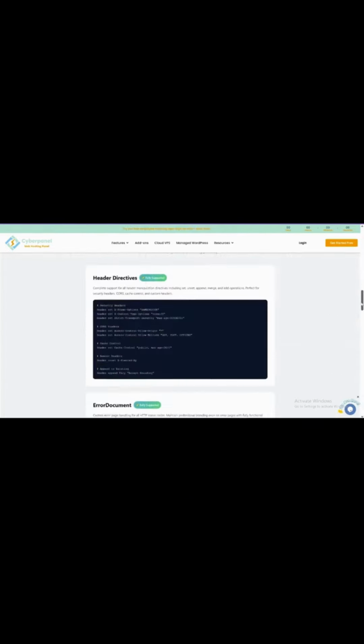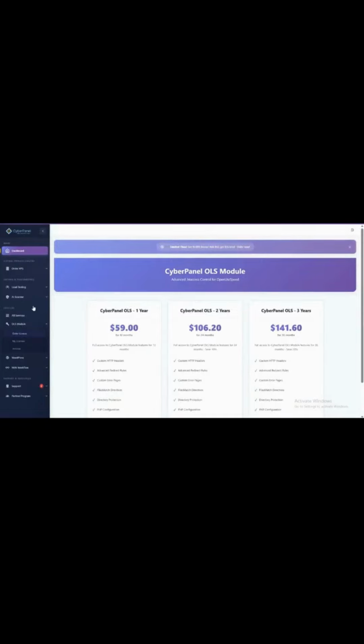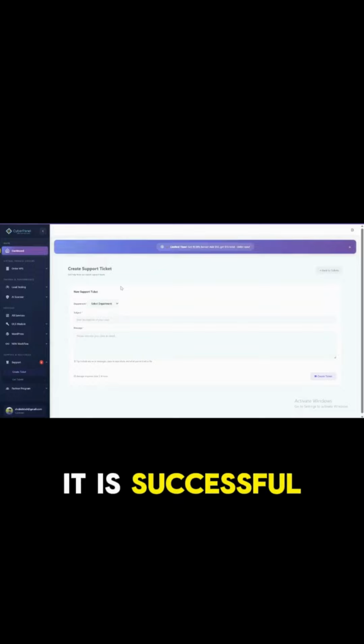This is a very big thing that many people need: the access control and the security headers you can do. And custom error pages, people can understand that custom error pages are one of the most beneficial things that you can do from the .htaccess rules.